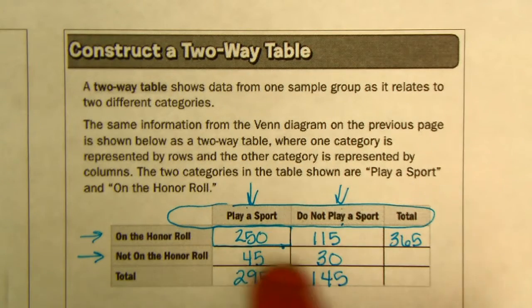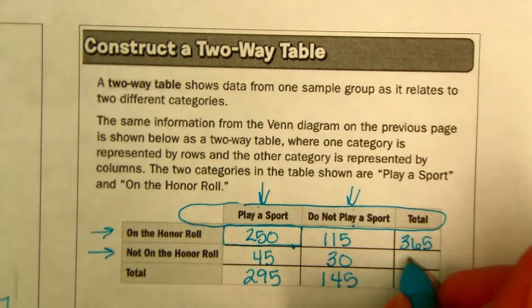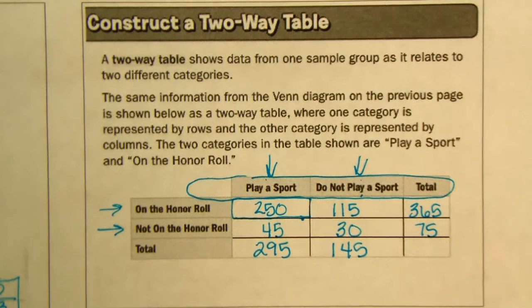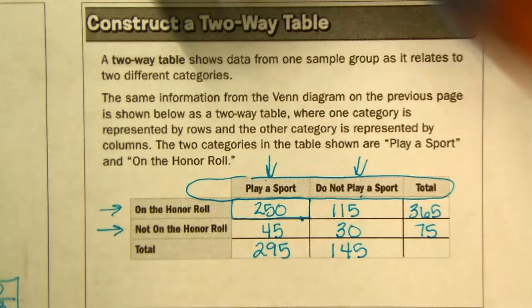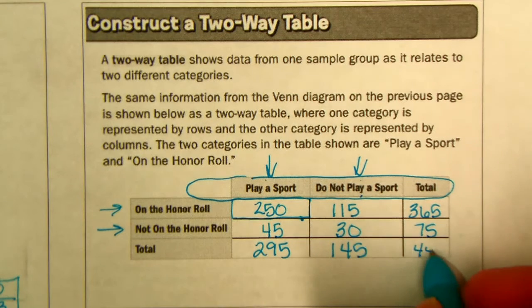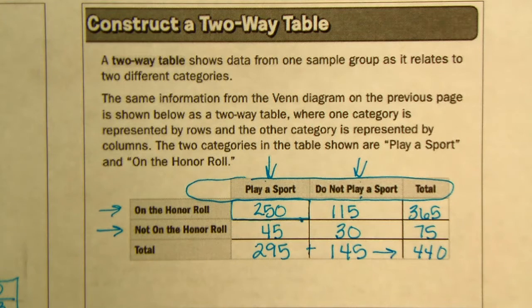And then here's the cool part where you can check your work. If these two add up to 365 plus 75, which gives me 440, you better get 440 when you add those two up. So 295 plus 145, which is also 440. So it's a good way to double check it.